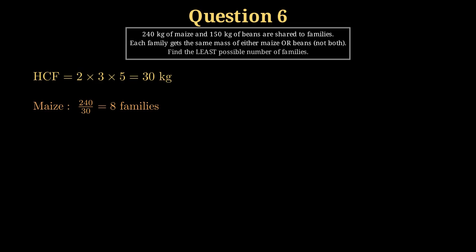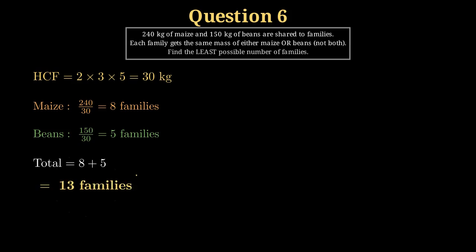Now divide each amount by 30. The maize, 240 over 30, is 8 families. The beans, 150 over 30, is 5 families. The least number of families is 8 plus 5, which is 13. Well done. That's question 6 complete.